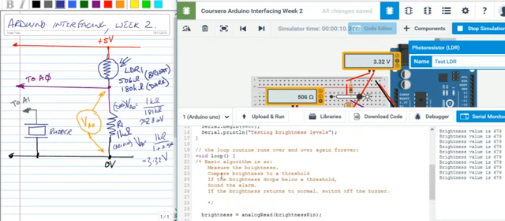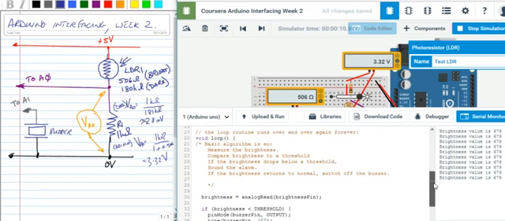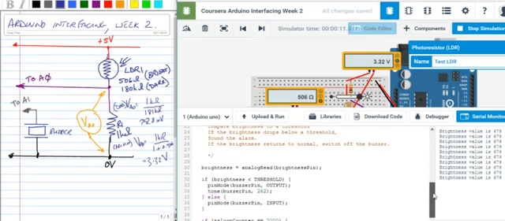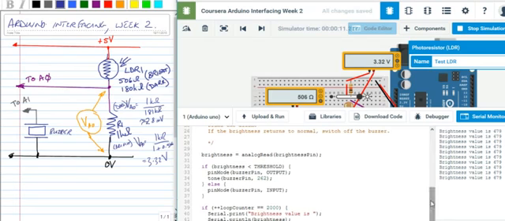Right, here's the algorithm. We measure the brightness, compare the brightness to a threshold. If the brightness drops below the threshold, we sound the alarm. If the brightness returns to normal, we switch off the buzzer. Now the simulator doesn't work very well with a buzzer when your pin mode is output, so what I've done is made the pin mode input when we don't need it.